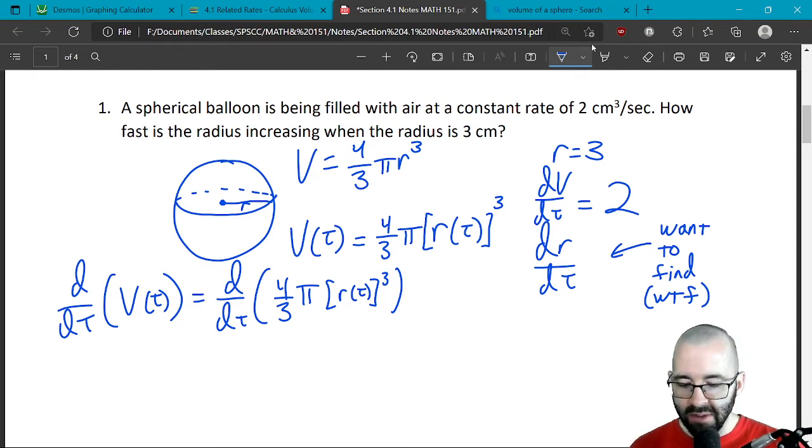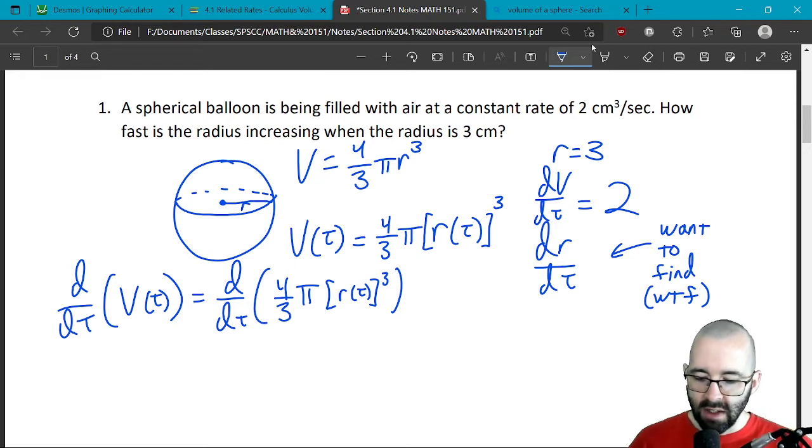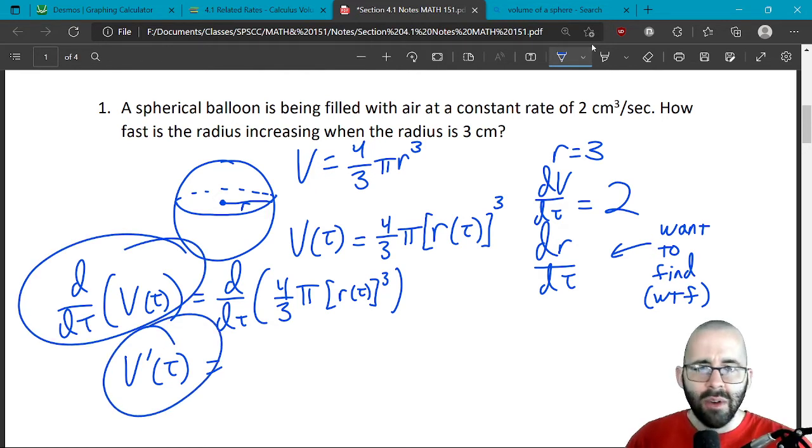Okay, so let's start with the left-hand side. This is implicit differentiation. What is the derivative of a volume function? Well, we don't know. Let's just call it v prime of t. Whatever the derivative of the volume, right? These just mean the same things. Like when we first introduced the derivative, we said the derivative of f is f prime. Well, this is the same thing, but instead of calling our function f, we're calling our function v.